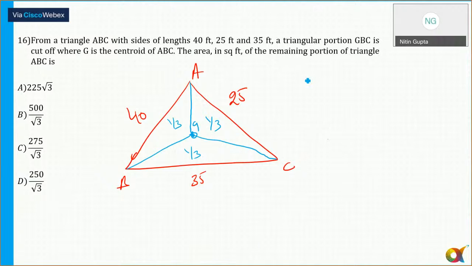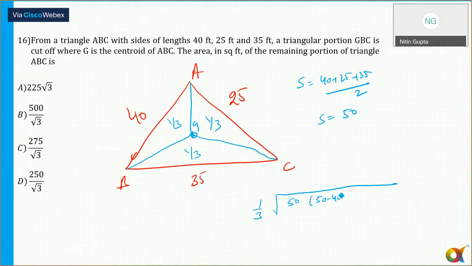So what is the semi-perimeter? 25 plus 35 by 2. So the semi-perimeter, as Avinash is pointing out, comes out to be 35 plus 25, that is equal to 50. So the answer is 1/3 of the root of S, 50, into S minus A, that is 50 minus 40, into S minus B, that is 50 minus 25, into S minus C, that is 50 minus 35. So just solve it and we'll get option B.